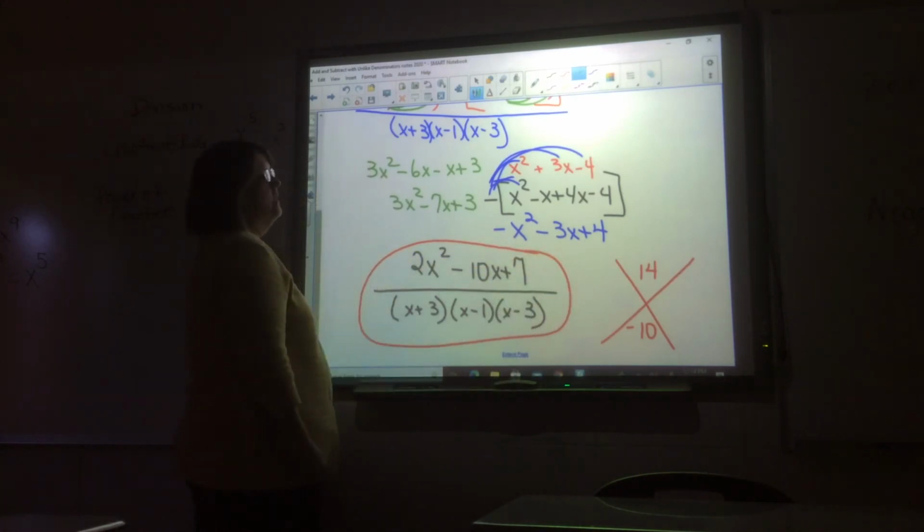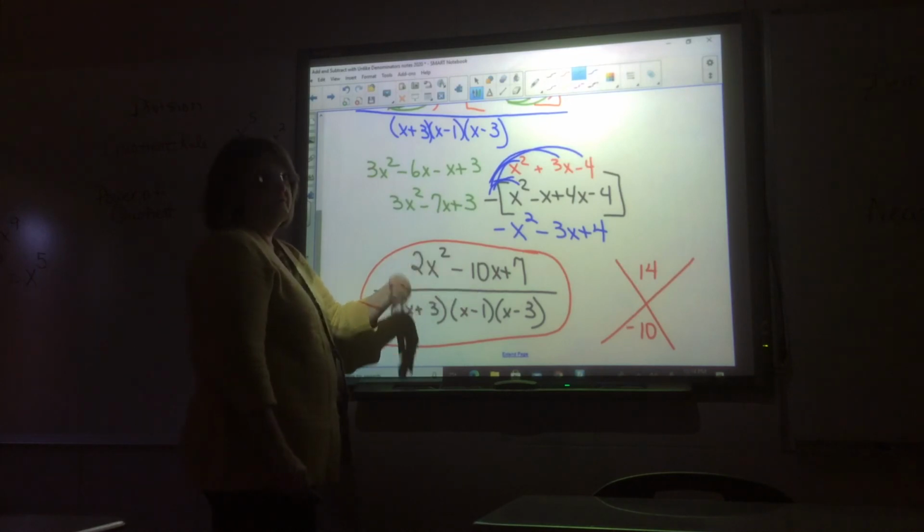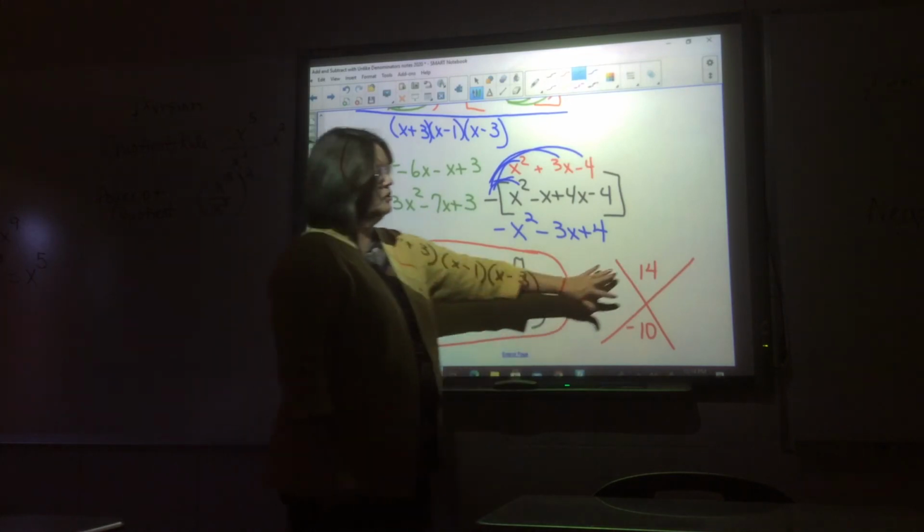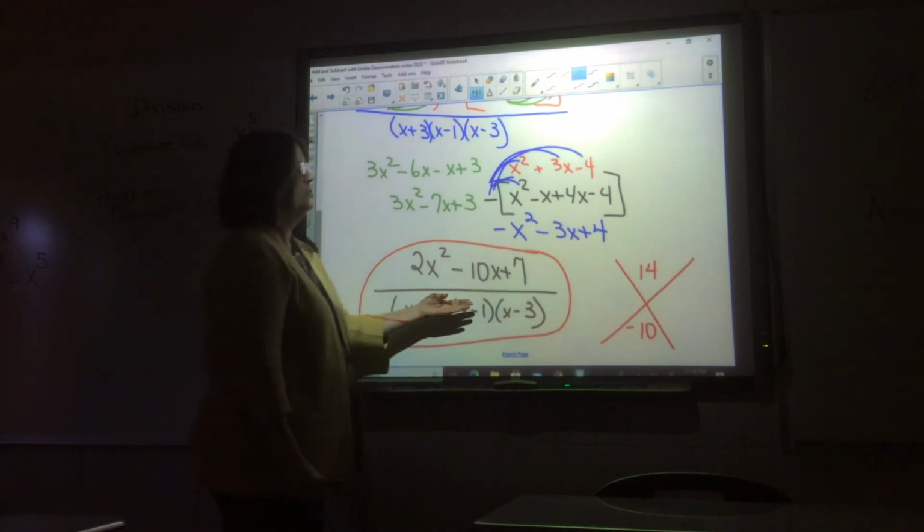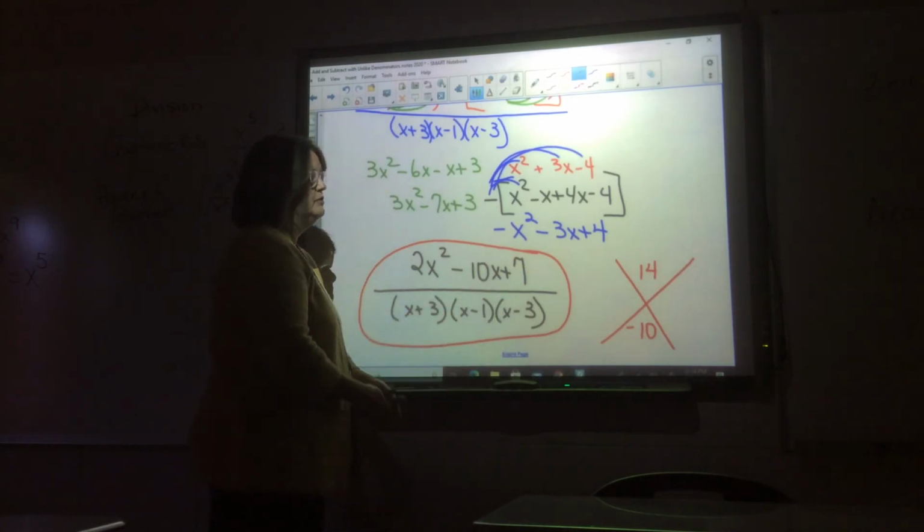All right, now this numerator does not factor. You have to check it out though to be sure, but it doesn't. It's prime. If it factored and something canceled out, you would need to do that.